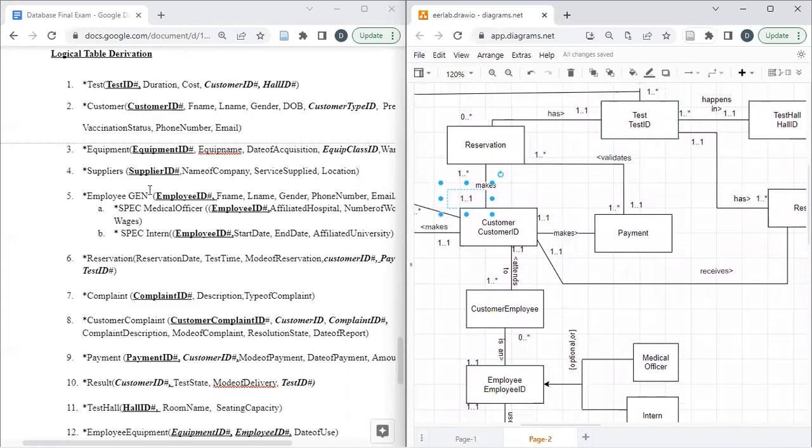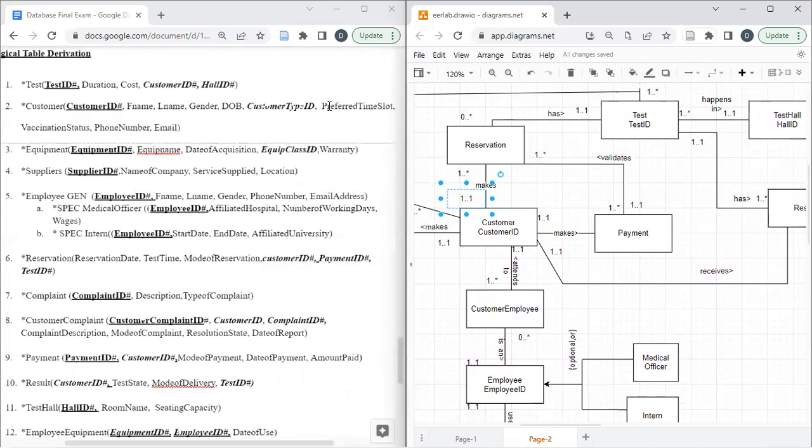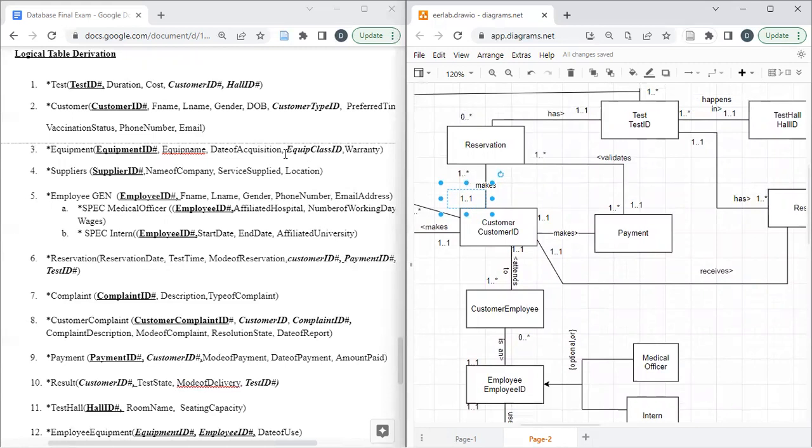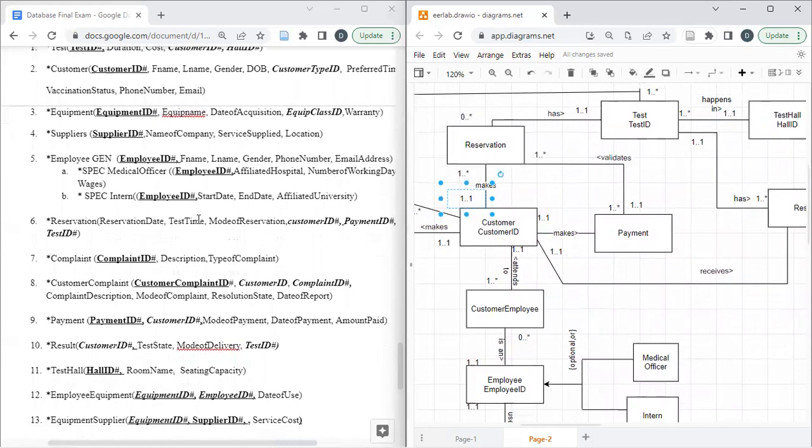In the customer table, there's an attribute for customer type. So to avoid repetition and for the purposes of normalization, the customer type table was created and the primary key of that was posted into the customer table as a foreign key. The same goes for equipment, because some equipments in the laboratory have different classes. 2 different tables were created for the specializations of employee, with each of them having the primary key of the employee table as foreign keys.